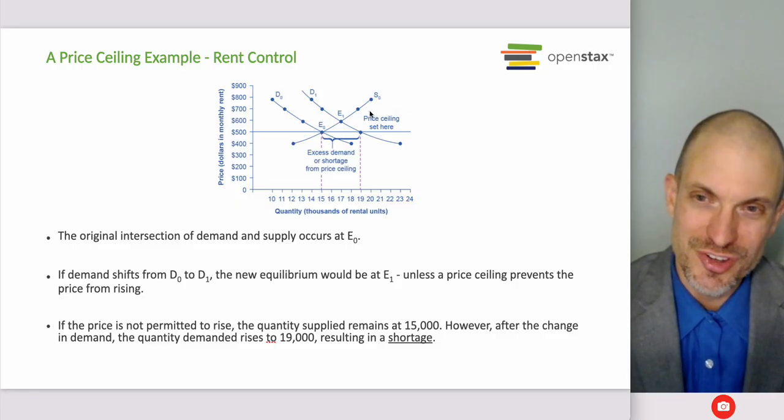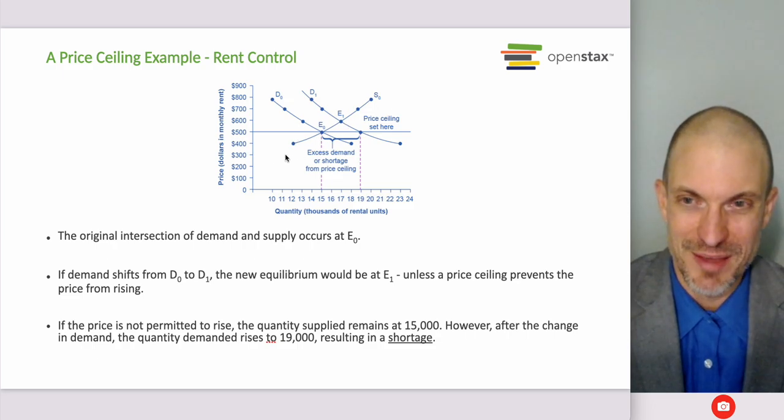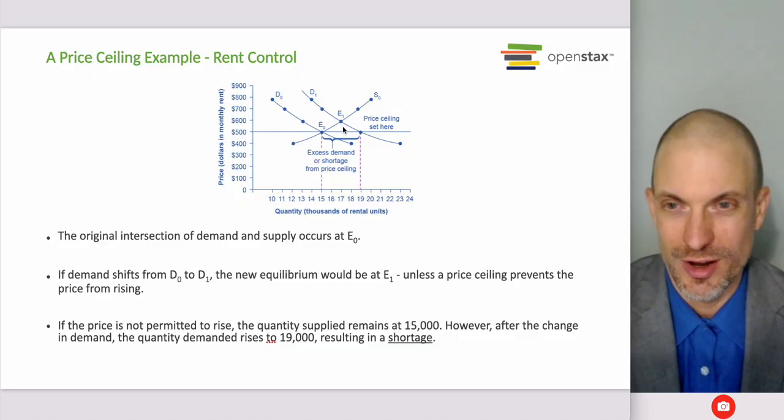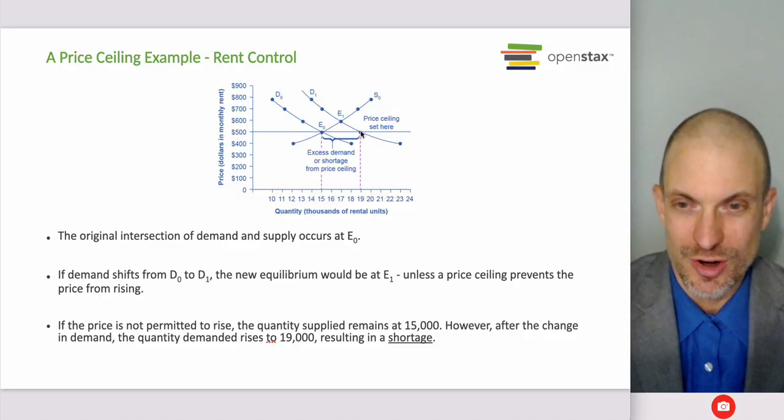Then we get an increase in demand. Now there's a problem, because if supply stays the same, the new equilibrium is 600, but the price ceiling's not allowing the price to rise in that market to the equilibrium. Which means at the price of 500, our quantity supplied is 15,000, but our quantity demanded is 19,000. So we have a shortage of 4,000 units, right?